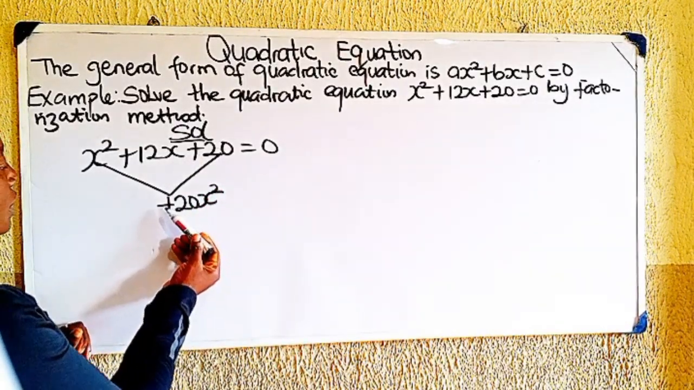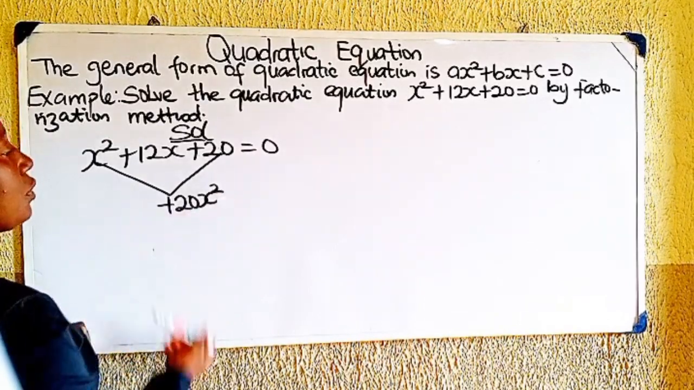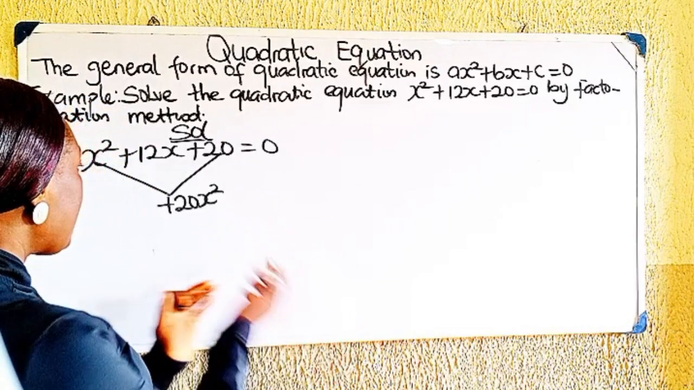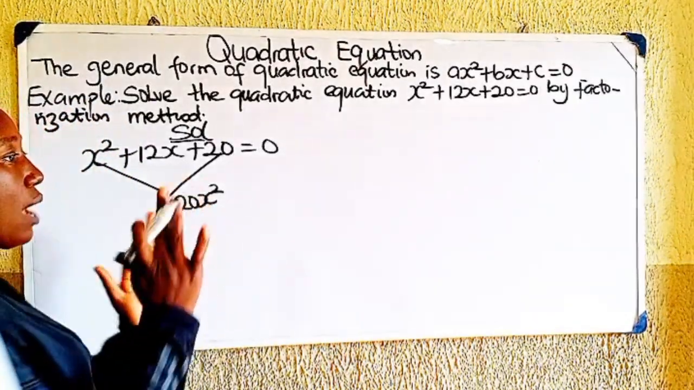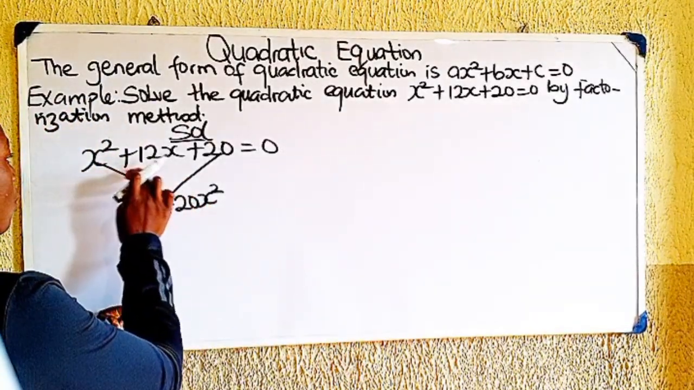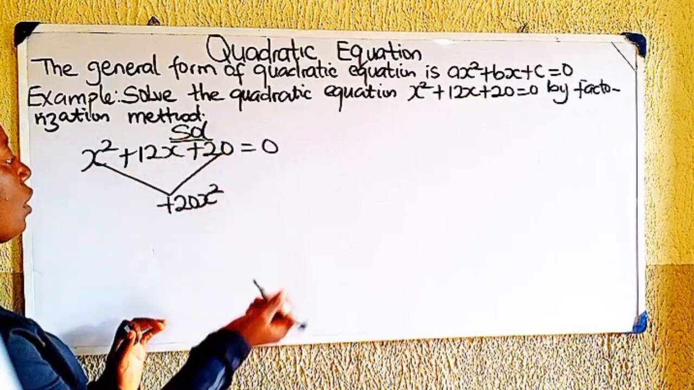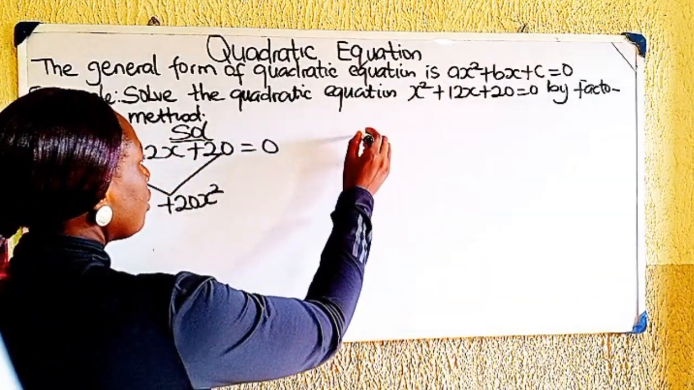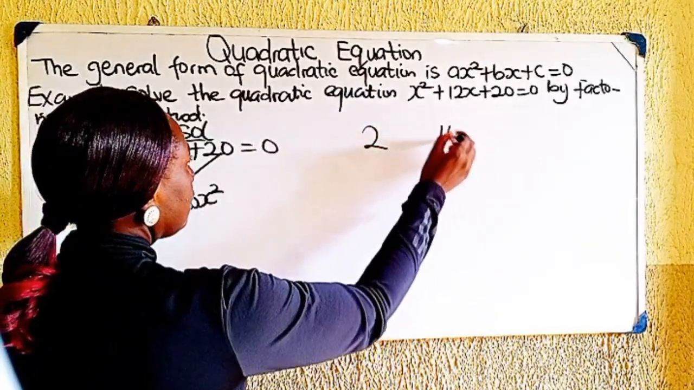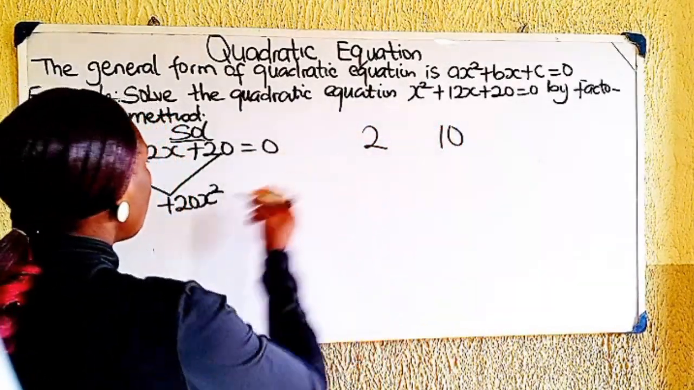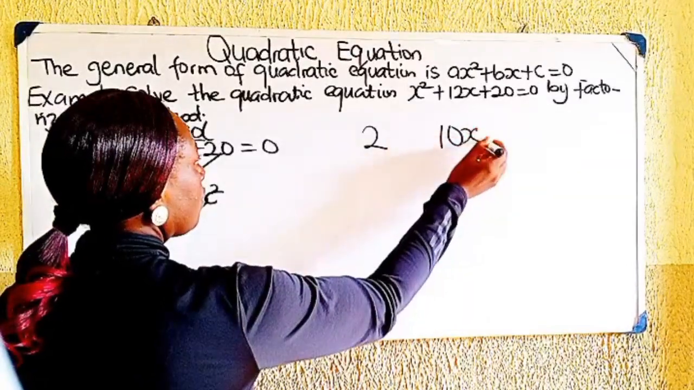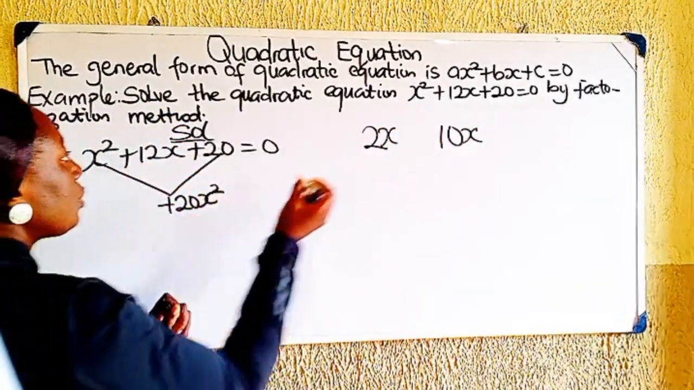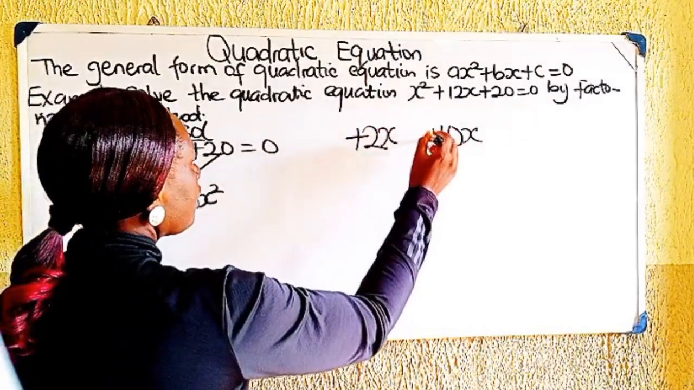Now, having gotten plus 20x squared, we are going to look for 2 factors that will multiply to give us this. When we add the 2 factors, we will get the middle number. Now, this is 20 and this is 12. Let's check 2 and 10. We put x. We are working with x. See, this is plus and this is plus. Here should be plus and here should be plus.